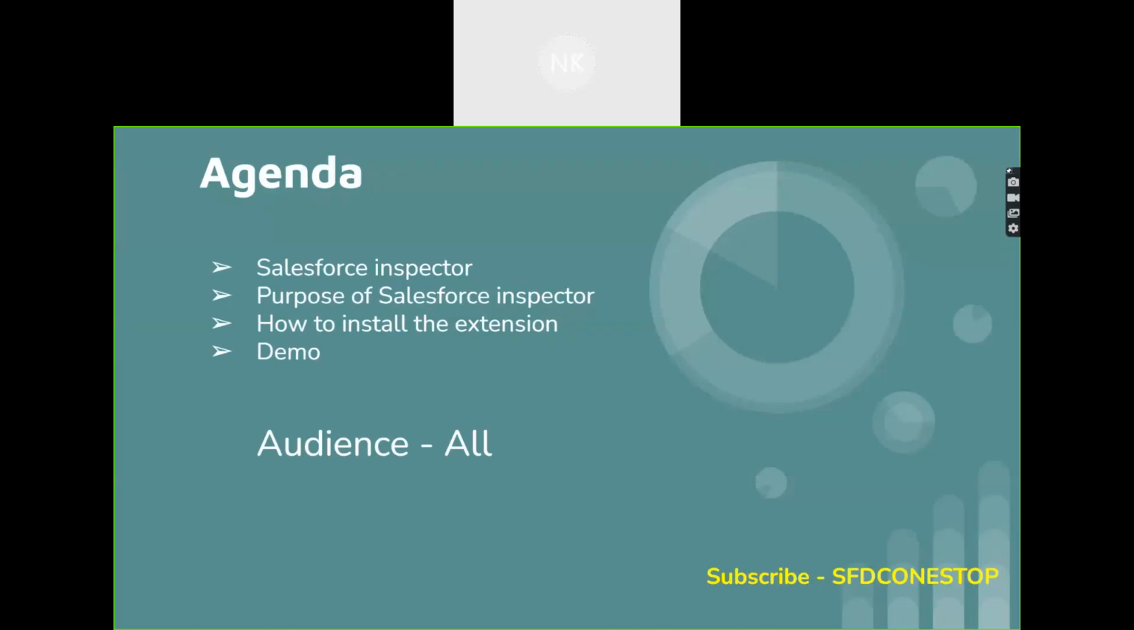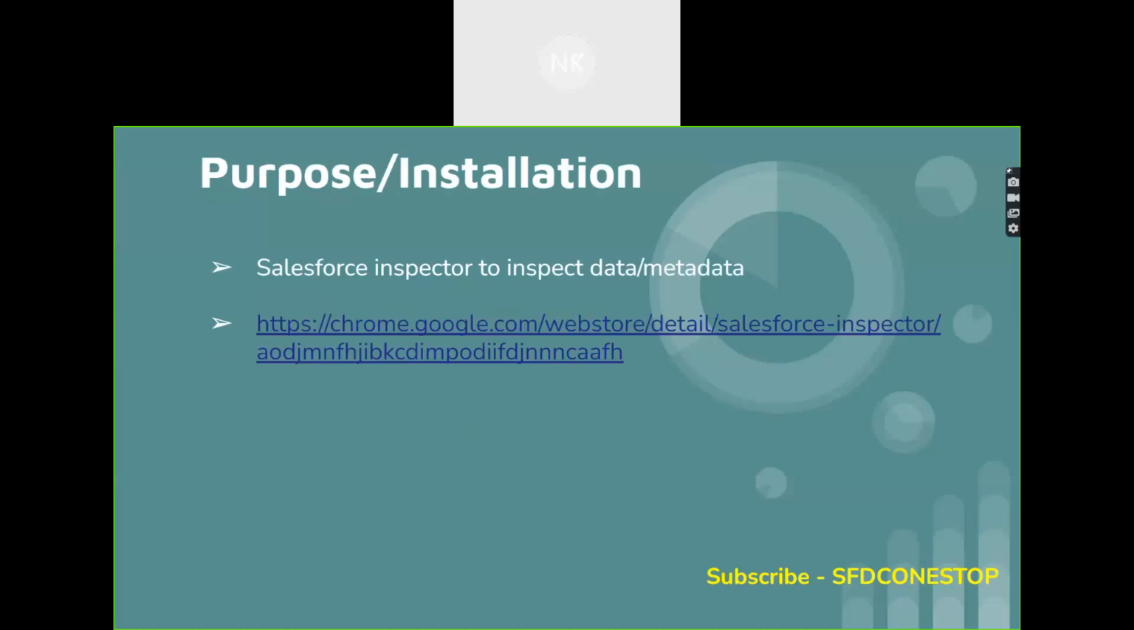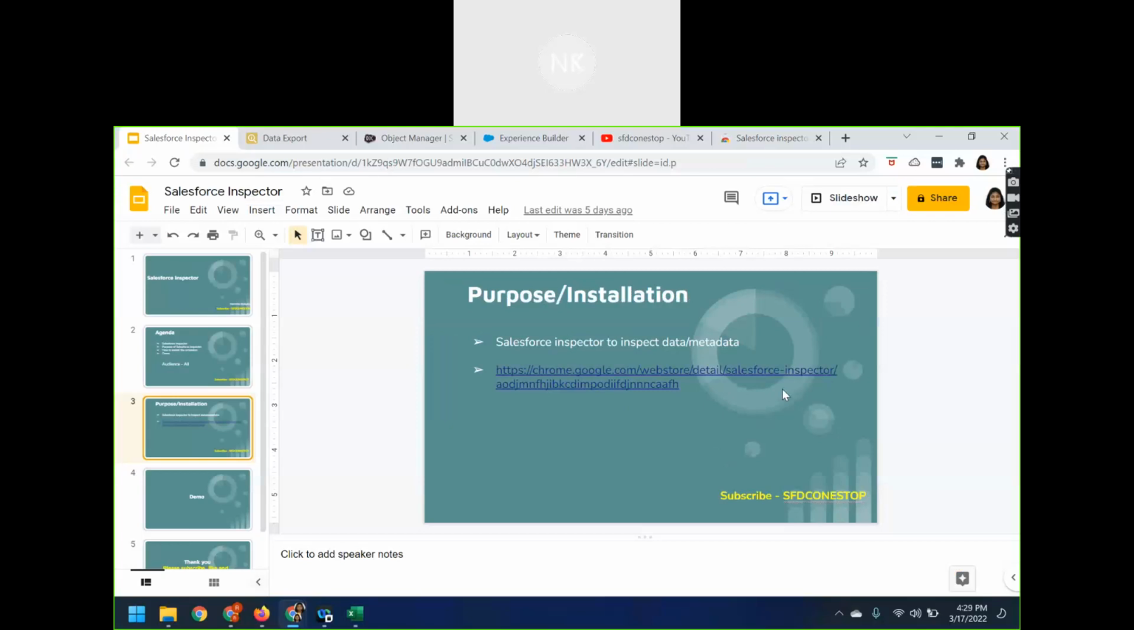It is mainly used to inspect the data and the metadata, and if you wanted to know the org API or org limits, you can also do it using the inspector. Today, mainly we'll see how you can do the data import and the export using the Salesforce Inspector. If you remember, we had a session related to data loader. Using the data loader, we can do the data import. If you wanted to do the export, you can do it using the data loader. We will see how the same or similar functionalities can be achieved using the Salesforce Inspector.